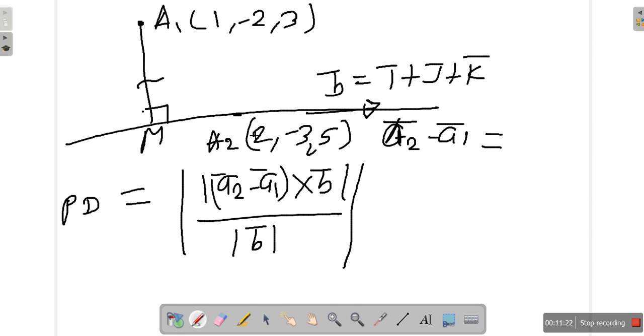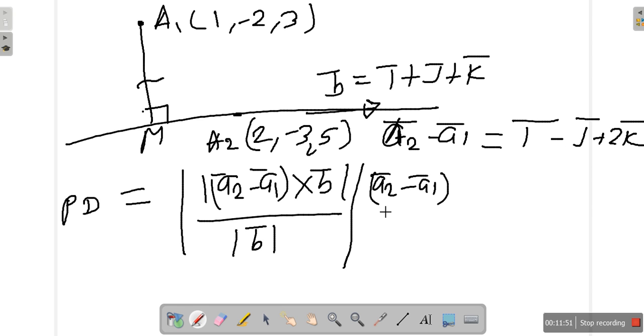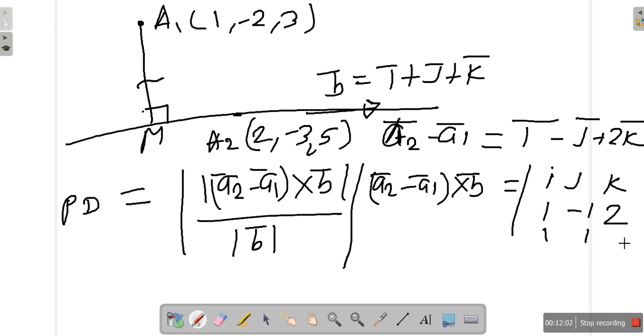A2 minus A1 is 2 minus 1, so i bar, minus 3 plus 2, and 5 minus 3. See again, 2 minus 1 is 1, minus 3 plus 2 is minus 1, 5 minus 3 is 2. So this is A2 minus A1, this is B bar. So let us compute this cross product: i, j, k, 1, minus 1, 2, and 1, 1, 1.